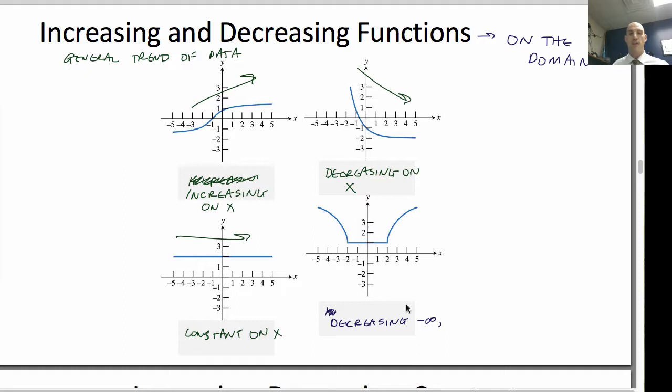So this is decreasing from x equals negative infinity to negative 2. And that is included. It is constant from negative 2 all the way to 2. It is increasing from 2 to infinity. Okay, so this part is going down. This part is going across. This part is going up. Okay, increasing, decreasing, constant.